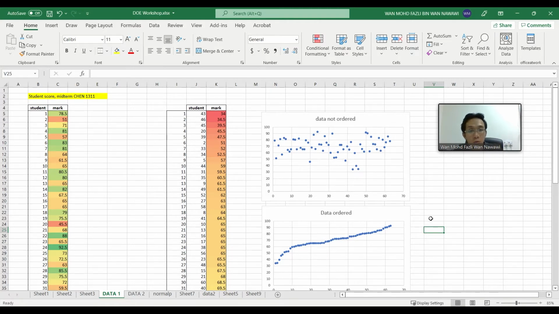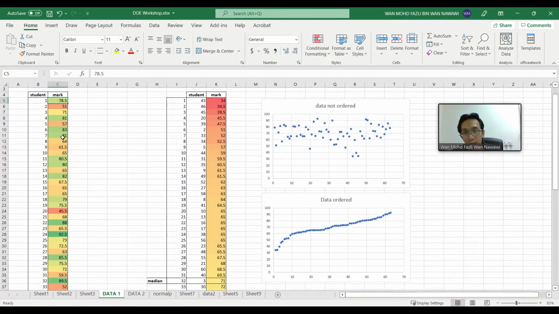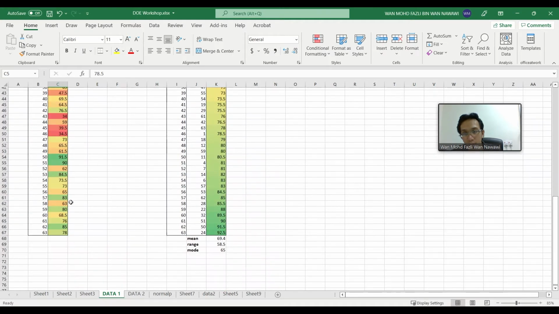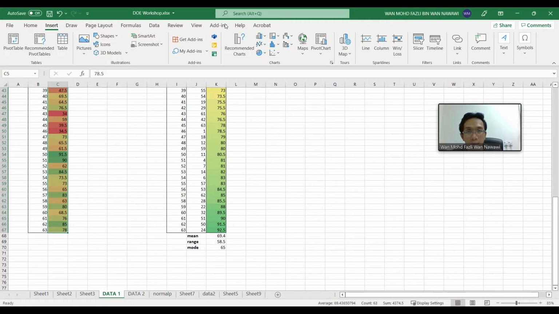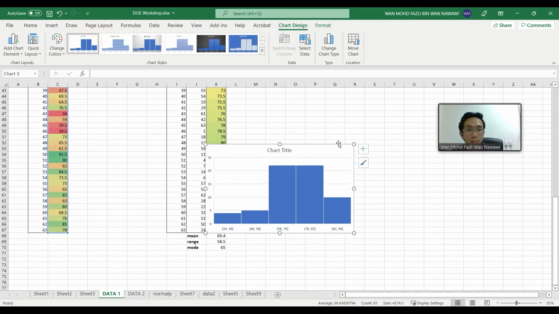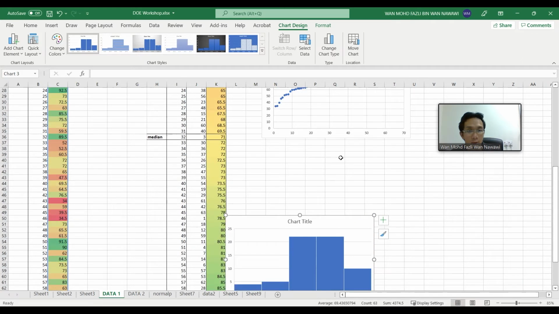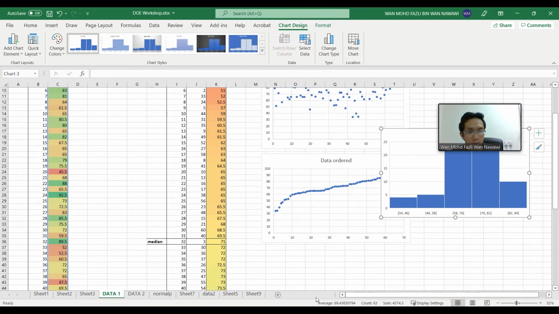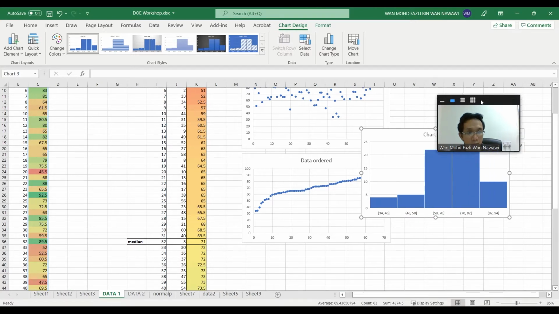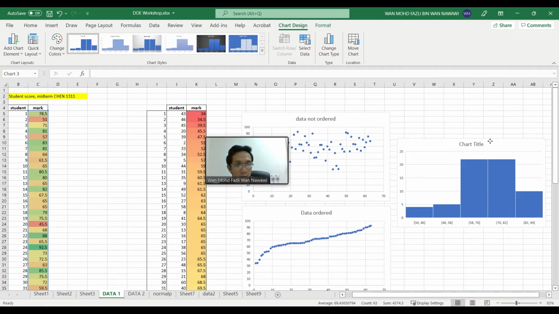Okay, so how to do it? You simply take, let's say, the first not ordered data, and then I go down, find Insert, and then go to this histogram instead of the scatter plot. So you can see the histogram is like that. Let me put it here. So you can see the plot.